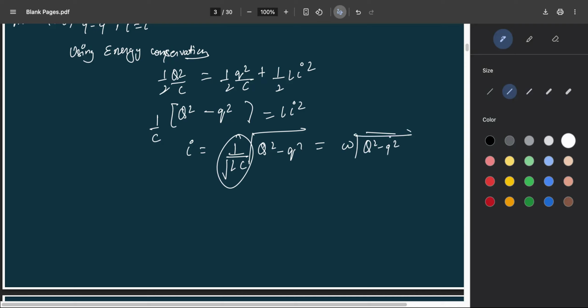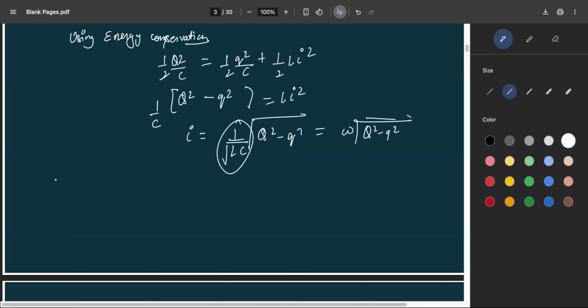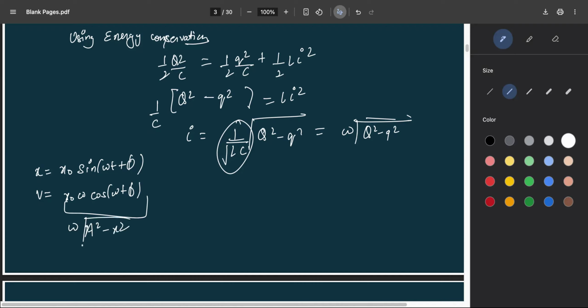This is very similar to the equation we used to get in case of SHM. In SHM, when your particle was moving, the equation comes out as x equals x naught sine omega t plus phi. When you get the equation of velocity, it comes out as v equals x naught omega cos omega t plus phi. This equation is also equal to omega under root of amplitude square minus x square. So here also, what is amplitude? The maximum value of the displacement.